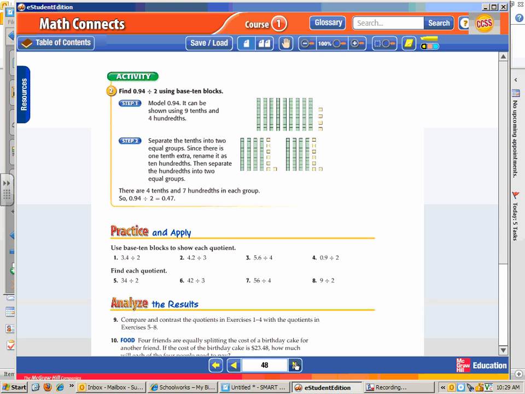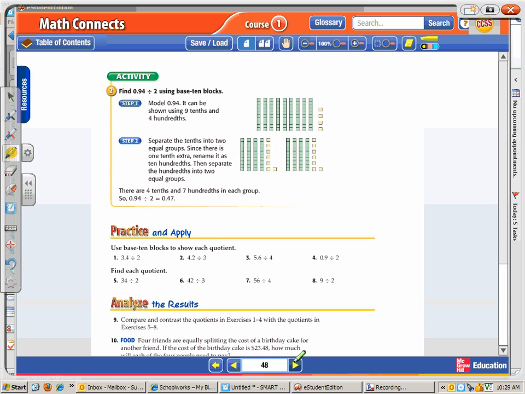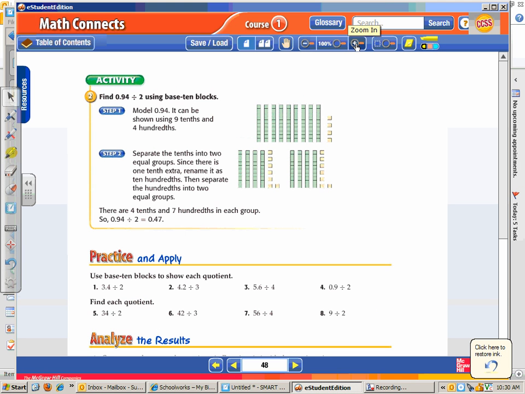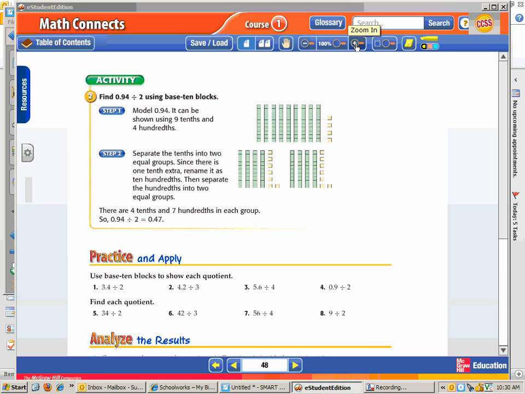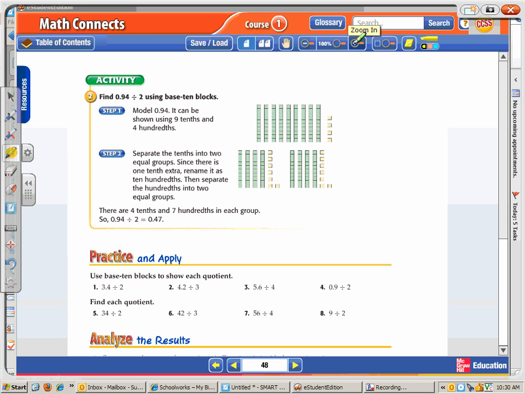Okay, so another example of using base 10 blocks right up top. Let me zoom in here. Here we go. So what we're trying to find is 94/100ths divided by 2 using base 10 blocks. So on top we have 9/10, and then we have 4/100ths, and we're going to separate those into 2 groups.